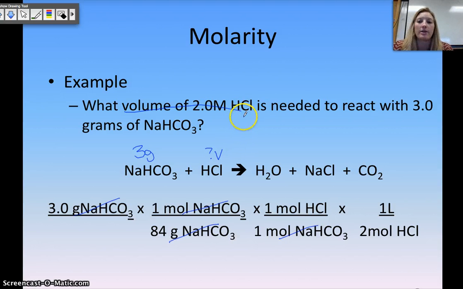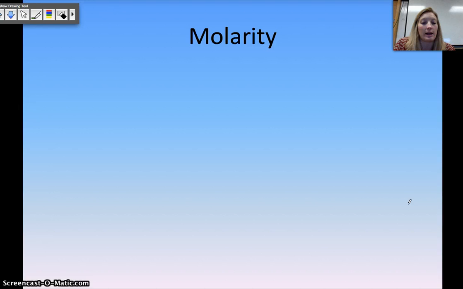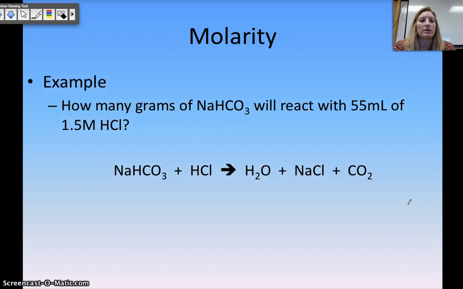not the gas path. So we know that there are 2 moles for every 1 liter. We're in moles of HCl, so our moles have to go on bottom. 2 moles of HCl. That will cancel out, and we're left in liters on top, which is a volume. So if we calculate that out, we get the answer, but I hope you got the point.